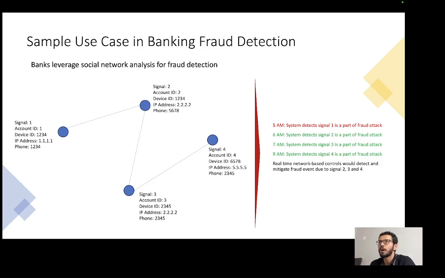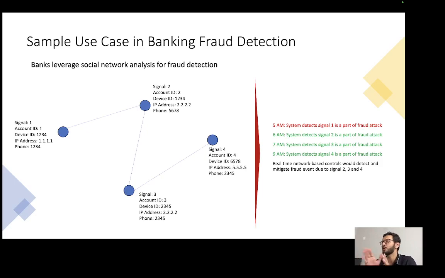Let's say signal 1 has details that pertain to a particular account. Let's say the account ID is 1, and corresponding to that signal you have a device ID, which is 1234, an IP address, which is 1.1.1, and then a phone number as 1234. Similarly, for signal 2, you have similar information: account ID 2, device ID 1234, IP address 22222, and then phone number 575678.